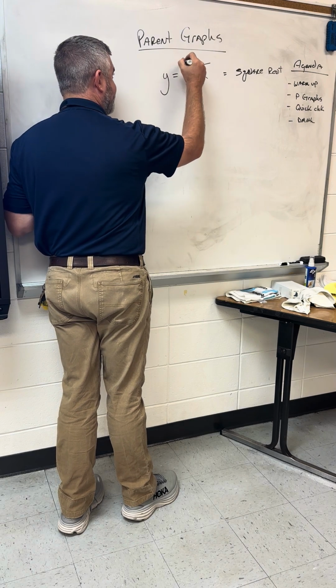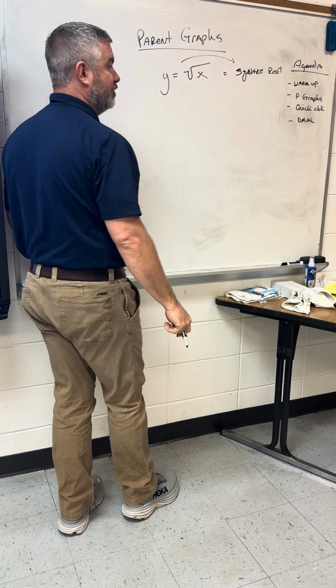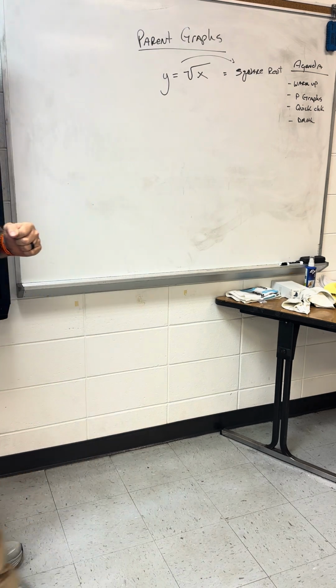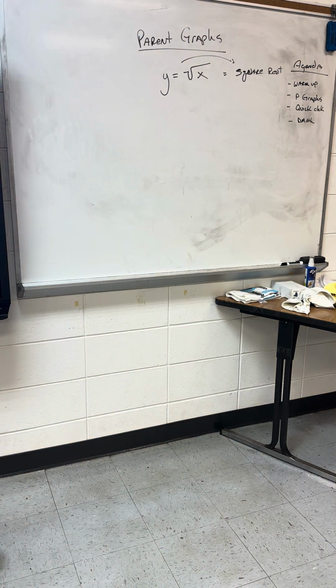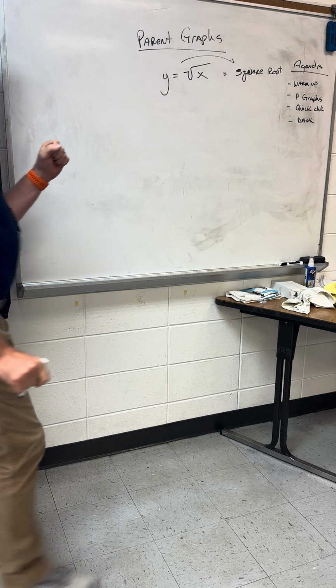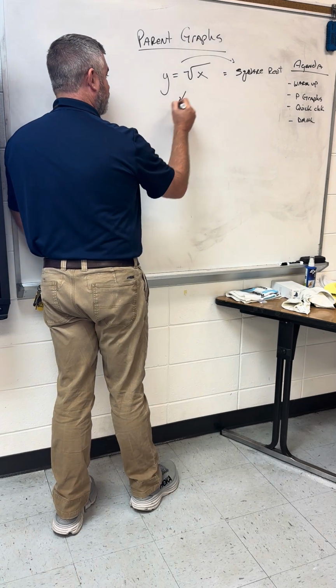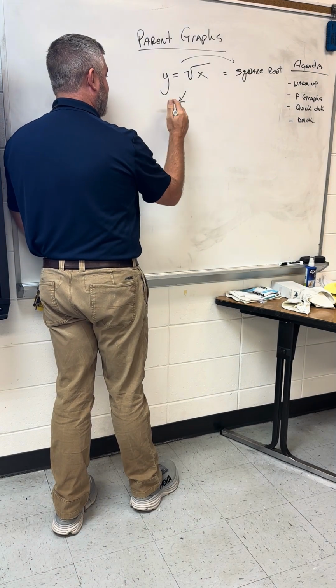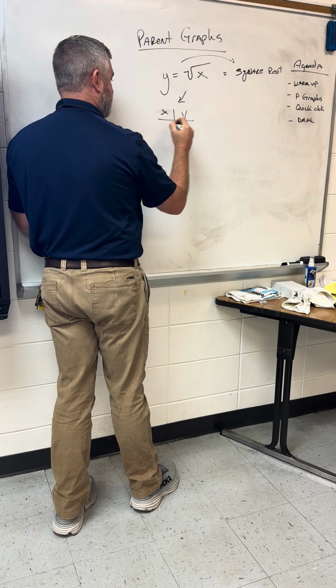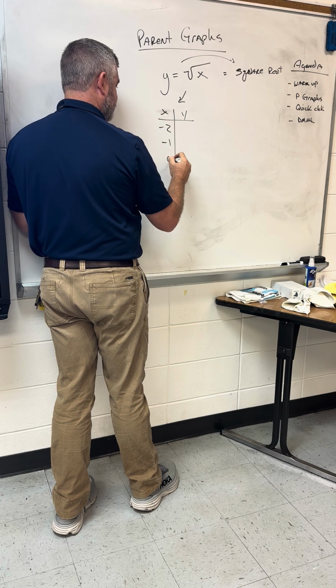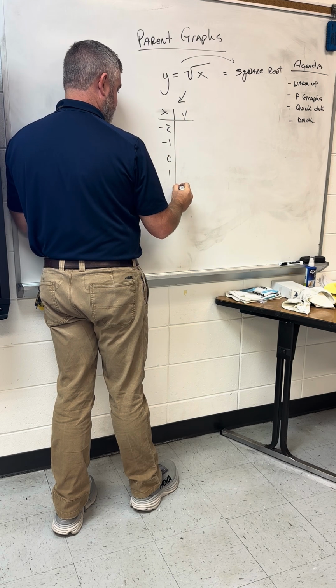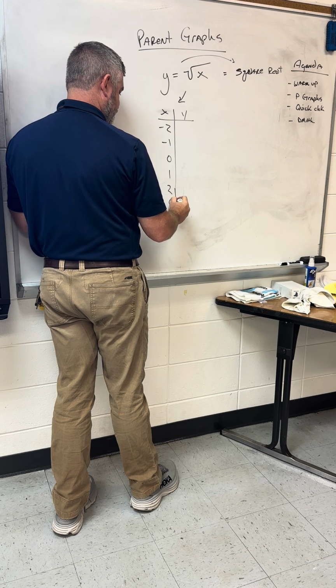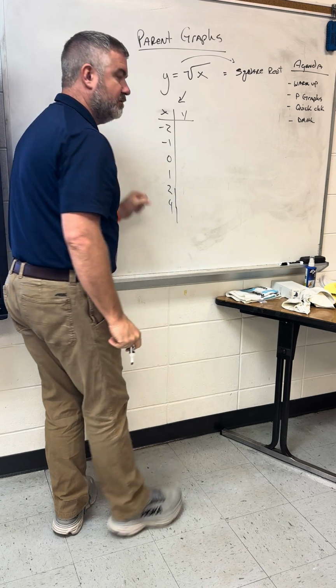You need to know that this is called square root. When you see y equals the square root of x, you think the name of that is square root. Okay? Here's a very simple t-chart. X, Y, negative 2, negative 1, 0, 1. I'm going to put 2, but we'll put 4 as well.